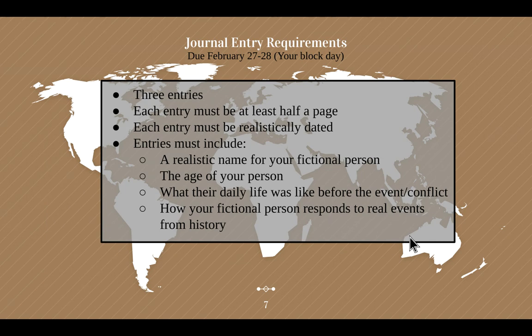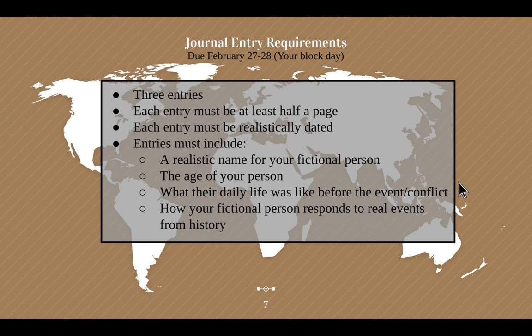Now that you're finished with that, you're going to create journal entries for this fictional person that you invented. So each entry, you're going to have 3 entries. Each entry has to be at least half a page. Each has to have a date, and in the entries, you have to talk about the name of your person, the age of your person, what their daily life was like before the event or conflict, and how they respond to real events from history.